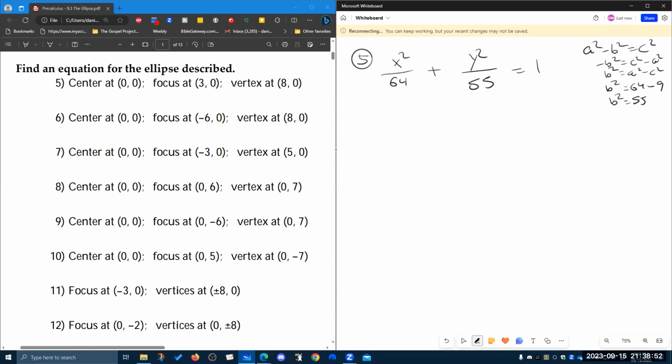Okay. 6 is going to be a center at (0, 0) again. Vertex is at 8 again in the x direction, so that's 64 there. Focus is at negative 6 this time. So we have a distance of 6. So we have b squared equals 64 minus 36 this time. B squared equals 28.